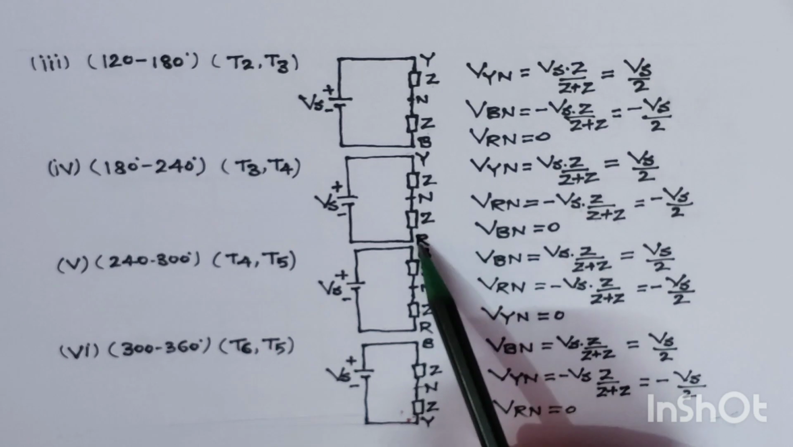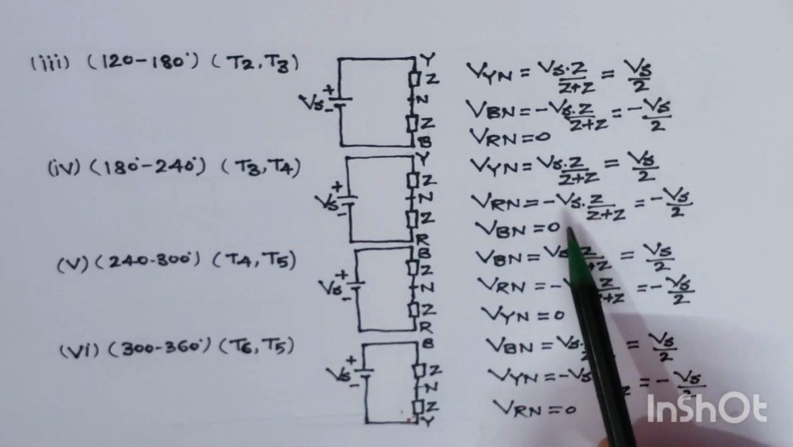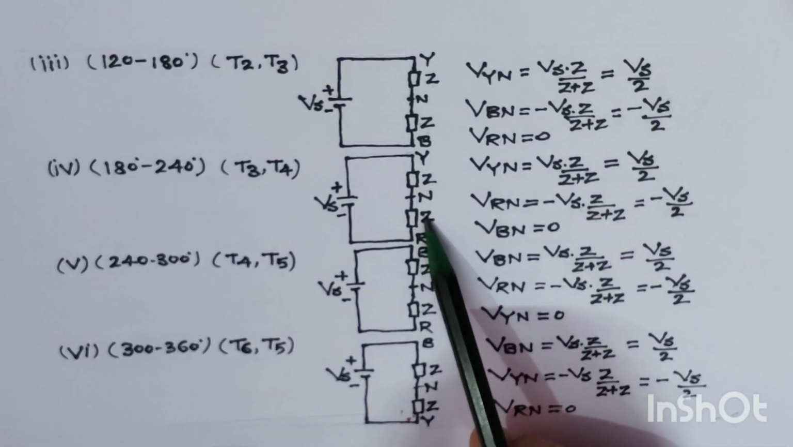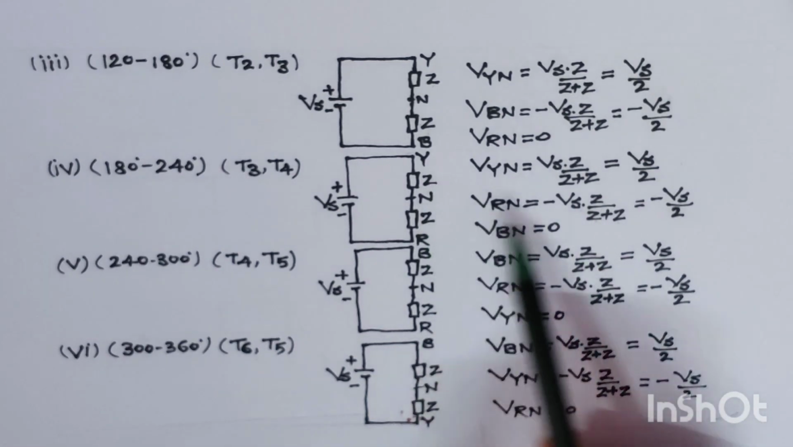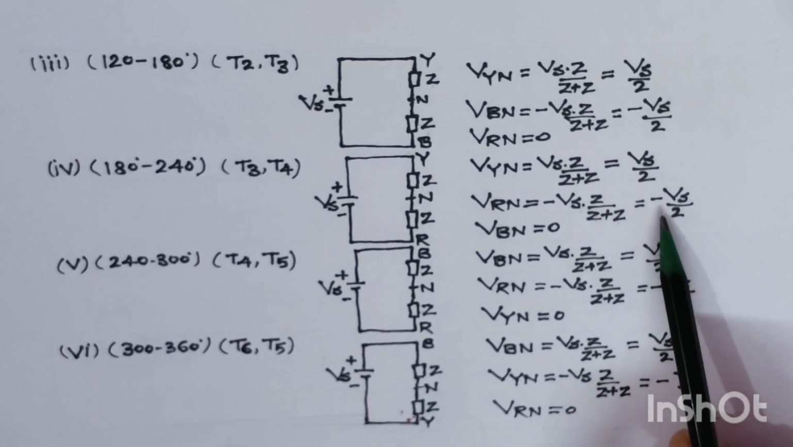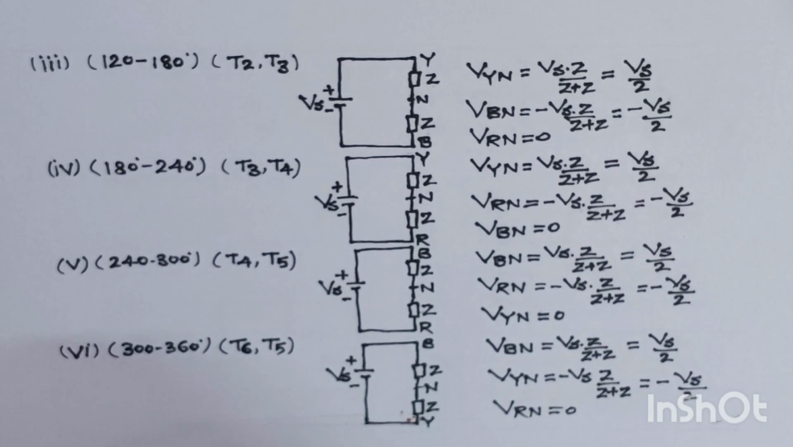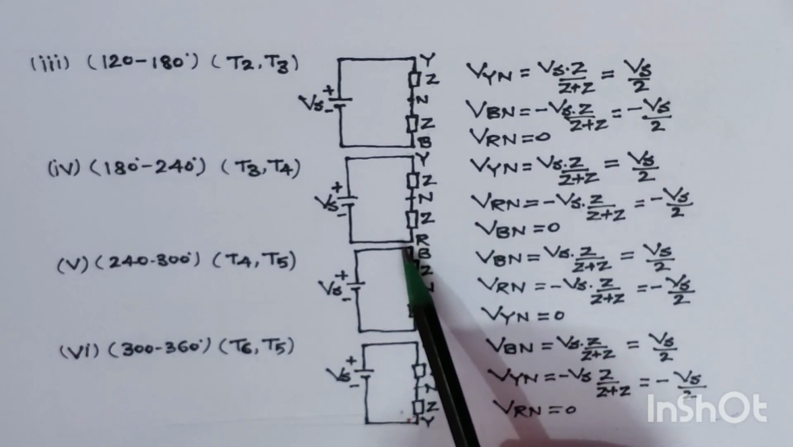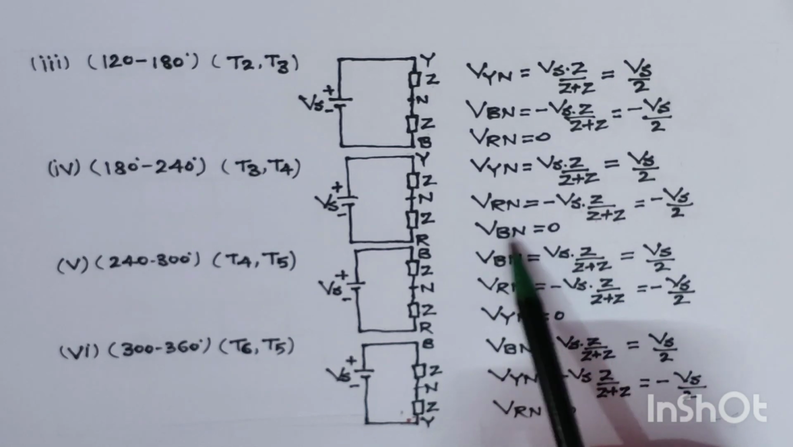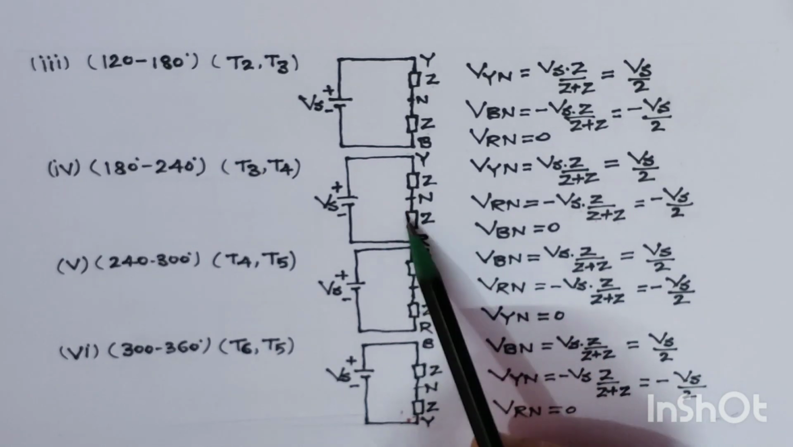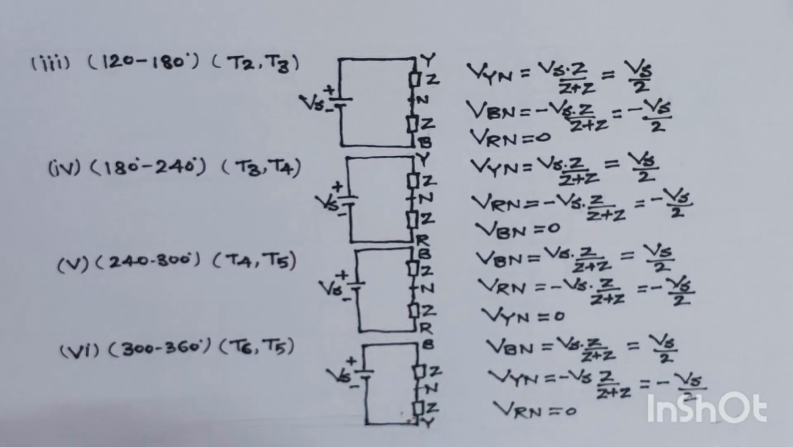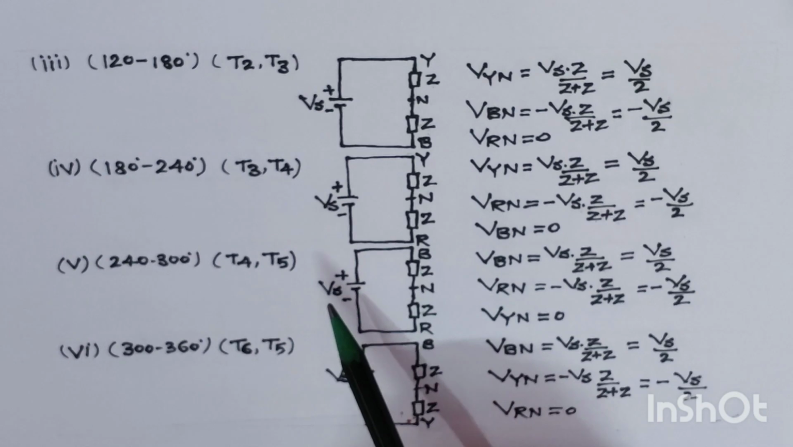Now what is VRN? Since R is connected towards the negative side, we will write here minus Vs into impedance Z upon impedance Z plus Z plus Z. If you solve it, this value comes out to be minus Vs by 2. Now when we have to find the voltage VBN, the B phase is not connected anywhere in the circuit. So we will write here voltage VBN equals 0. Now we will move to the next interval.